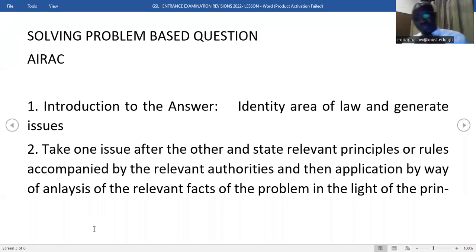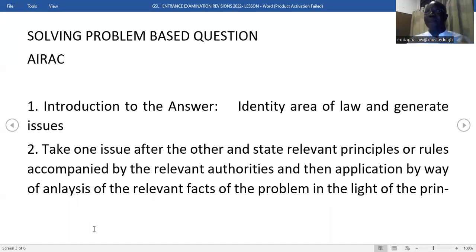Good. So after identifying the area or areas of law, the topic areas under the relevant subject which are implicated or reflected in the problem, they will have to be stated. So let us keep that in mind. Now, when you finish with that, you haven't finished with the introduction, you are still at the introduction.